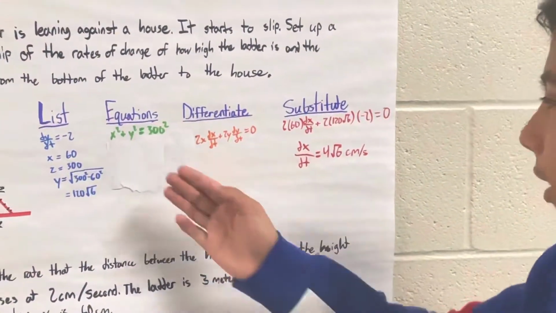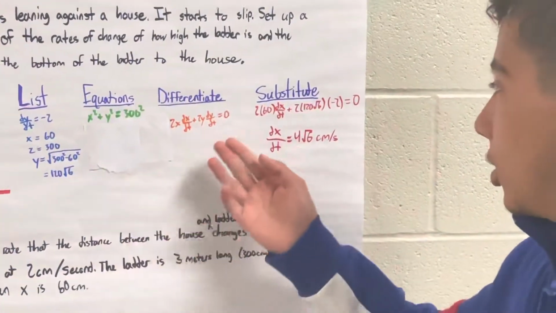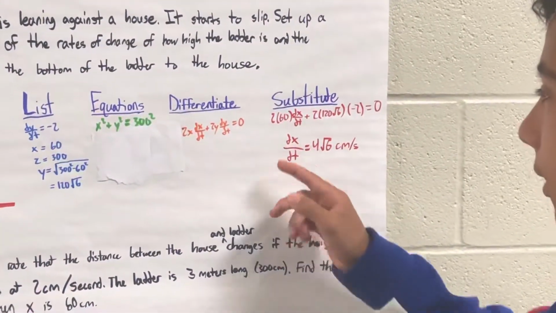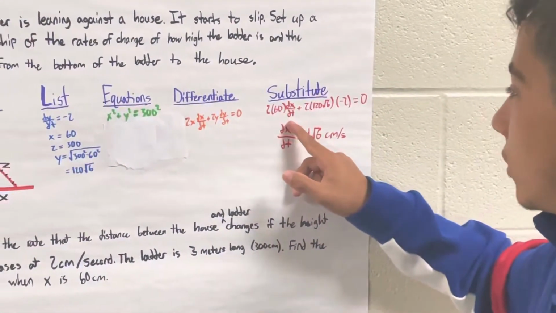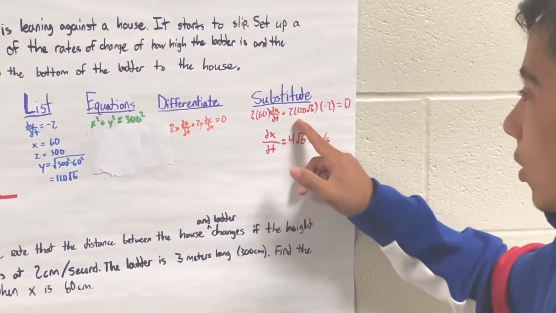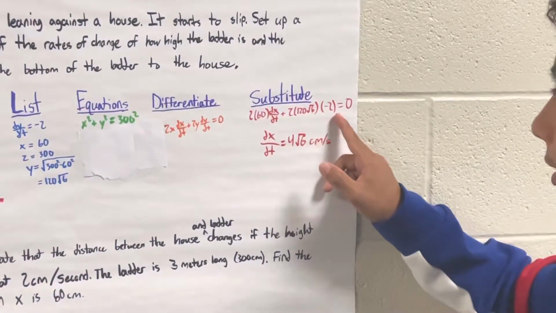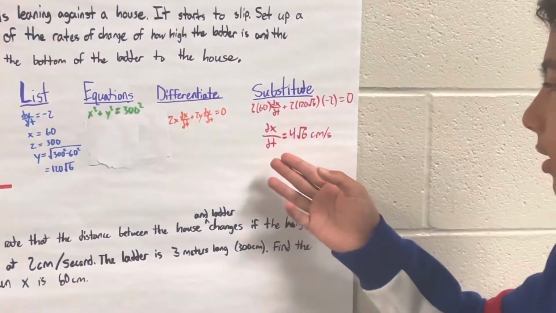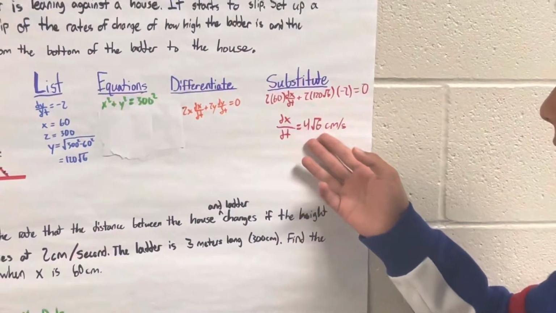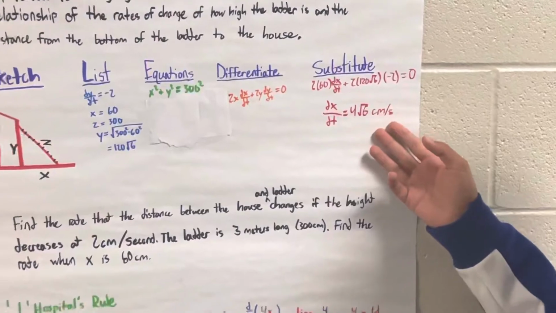And then we have all of the list of variables here. We just substitute and plug it in. So we have 2 times 60 dx over dt plus 2 times 120 root 6 times -2 equals 0. You simplify that, you get dx over dt equals 4 root 6 centimeters per second, and that's your answer for this.